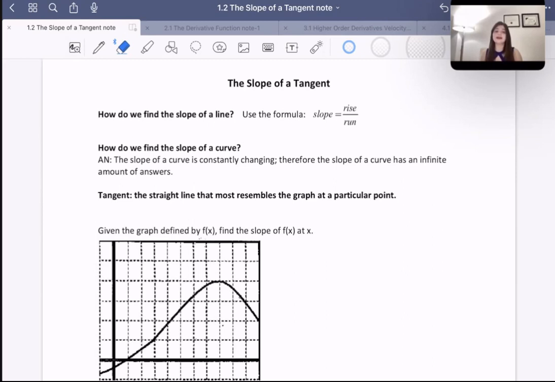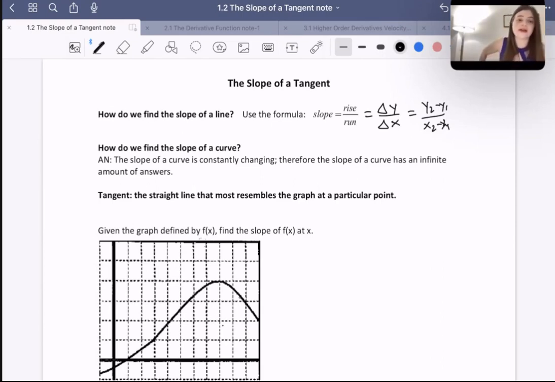So before we get into that though, I want to talk about what we mean by the slope of a tangent. Well, how do we find the slope of a line? If I asked you that question today, or even in grade 9 or 8 or 7 maybe, you'd probably tell me, well, slope is equal to rise over run. Or you might say slope is equal to delta y over delta x, right? Or maybe you'd tell me that it's y2 minus y1 over x2 minus x1, right? Any of those things is correct. And that is how we identify the slope of our line.